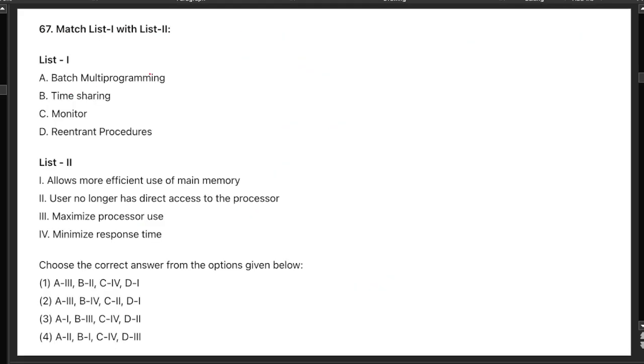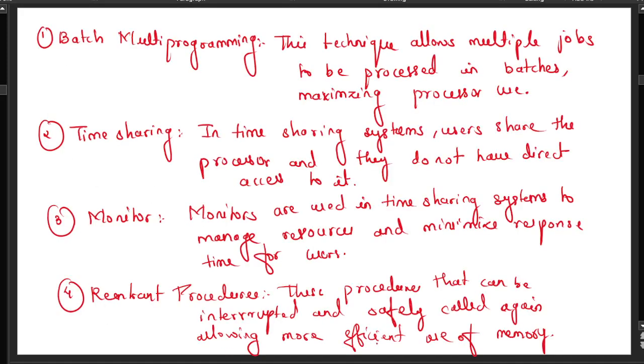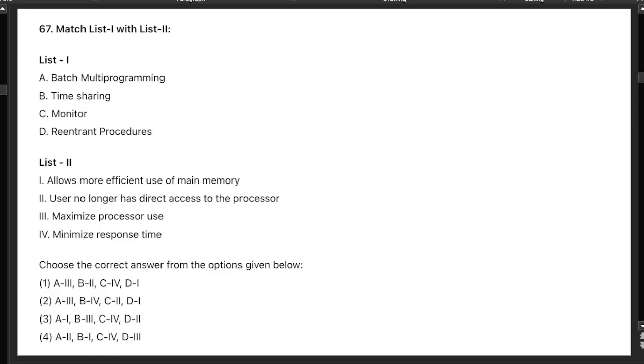So first is batch multiprogramming: allows more efficient use of main memory. No, don't you think it is for reentrant procedures, right? It will match to that because in this line itself we have seen it allows more efficient use of memory, and main memory is also a memory. User no longer has direct access to the processor. For whom is this correct? This is for time sharing. Maximize processor use goes for batch multiprogramming, and minimize response time goes with monitor.